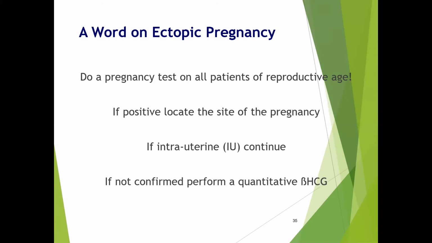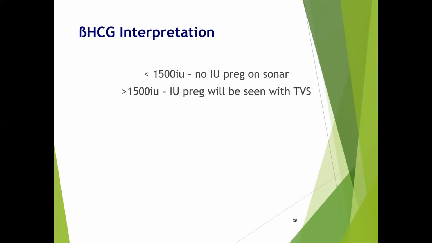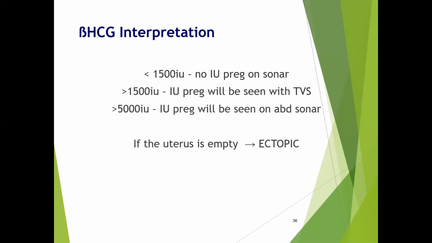If not confirmed, you need to do your quantitative beta HCG. If your beta HCG is less than 1,500, you won't be able to see an intrauterine pregnancy on sonar. So you may have to closely monitor this patient and repeat it after a few days. Just make sure that the patient is not acutely ill. If your beta HCG is more than 1,500, you should be able to see an intrauterine pregnancy on your transvaginal ultrasound. And if it's more than 5,000, you should be able to see your intrauterine pregnancy on an abdominal sonar.